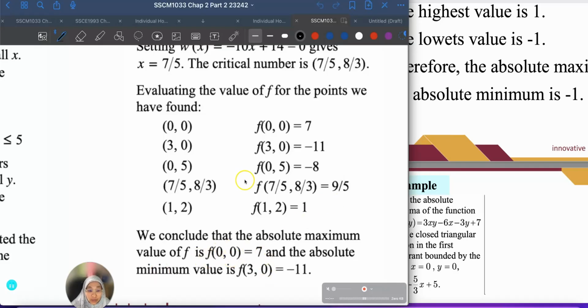Okay, and the smallest one is negative 11, and it happened at (3, 0). So this is another way of writing that shows you the value and also the point. So it is up to you which version you want to use. Okay, so that is how you deal with the absolute extrema for a bounded region. In this case, you don't need to apply the second derivative test.